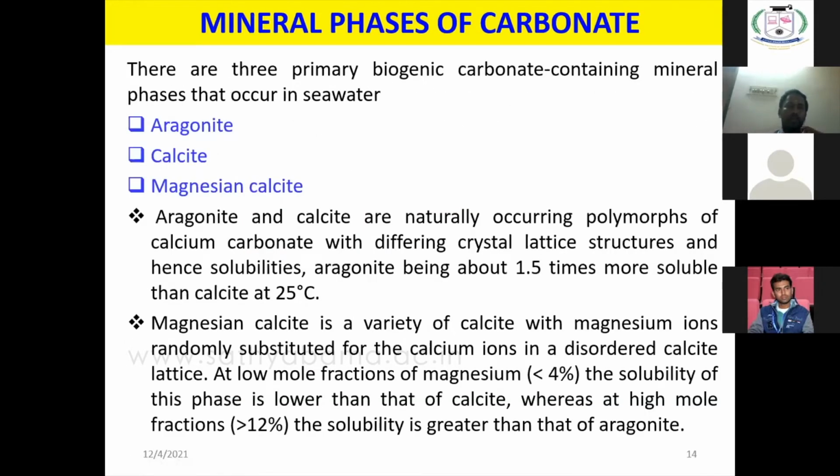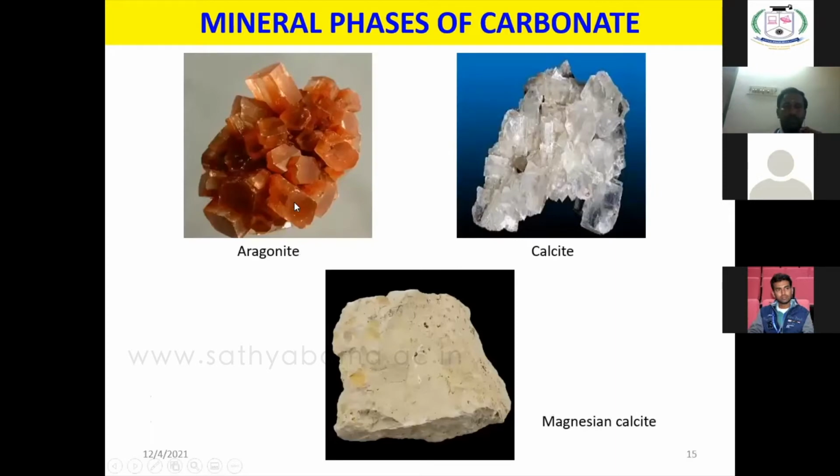So there are three major mineral phases of carbonate. First one is aragonite, second one is calcite, and the third one is magnesium calcite. Both aragonite and calcite are naturally occurring polymorphs, whereas in the case of magnesium calcite, magnesium ion will be inserted in the calcite morphology. So these are the pictorial representations of aragonite and calcite, and of course the magnesium calcite. This magnesium calcite is made up of magnesium ion in the crystal lattice of calcite.